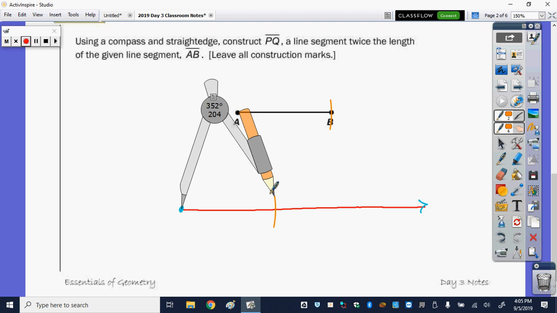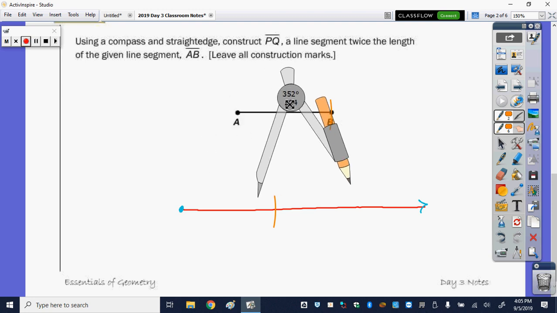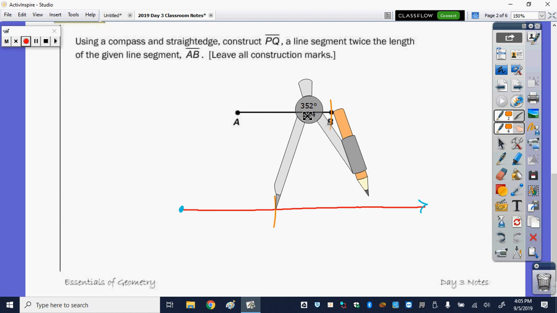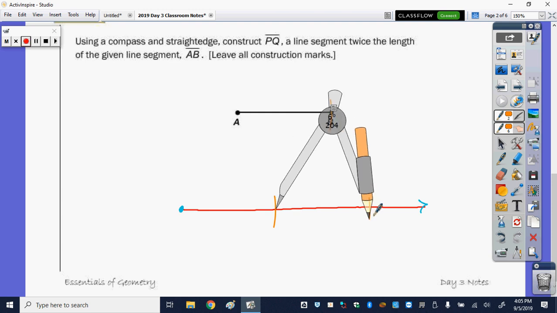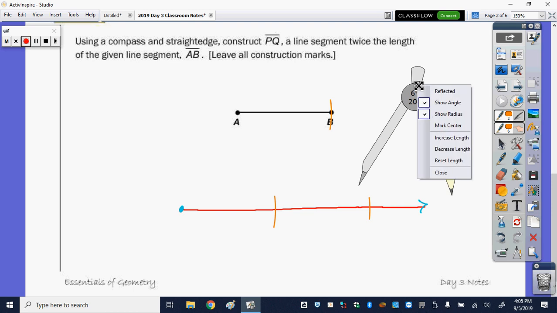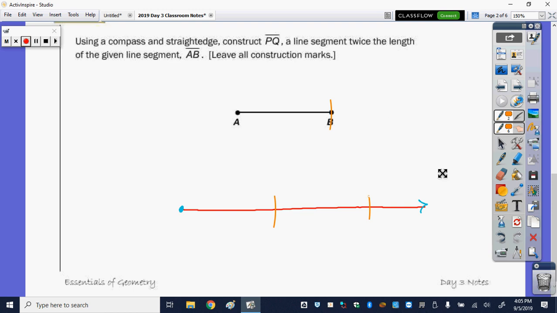To make it twice the length, you're then going to move your compass point to the arc that you made to make it double the length. So I'll close that. And then to finish up, I just need to add my endpoint and, of course, label. So here's the endpoint for twice as long. And then I need to label it, since it said construct segment PQ. So here's P and here's Q.